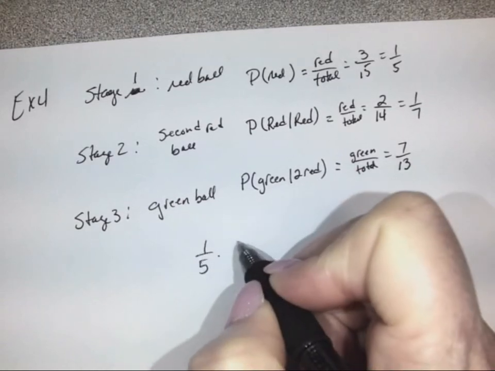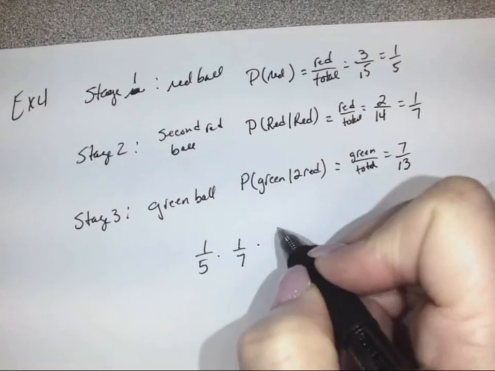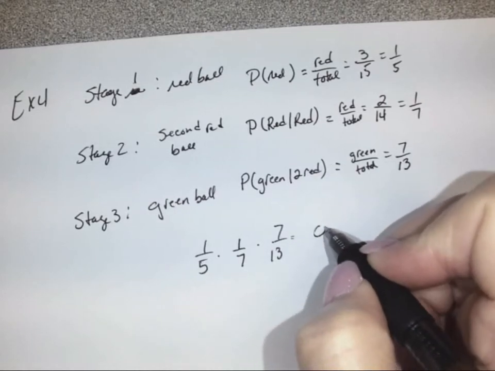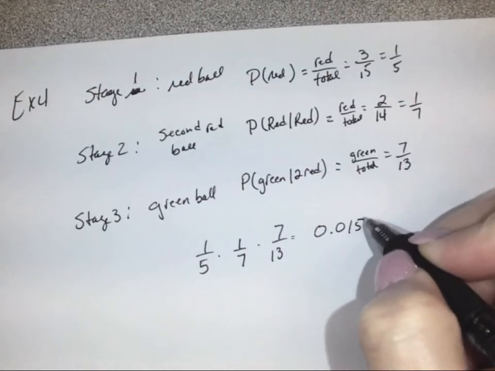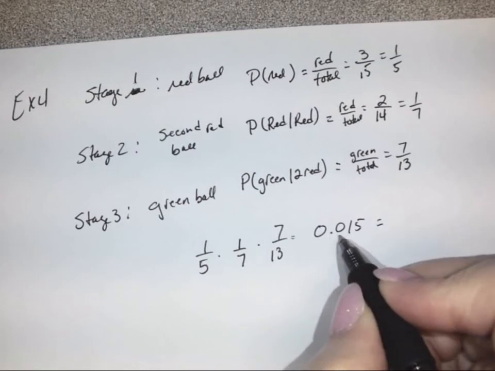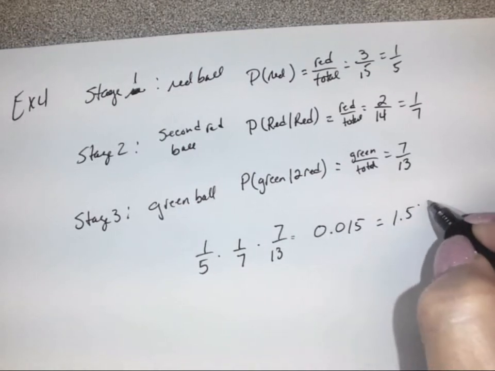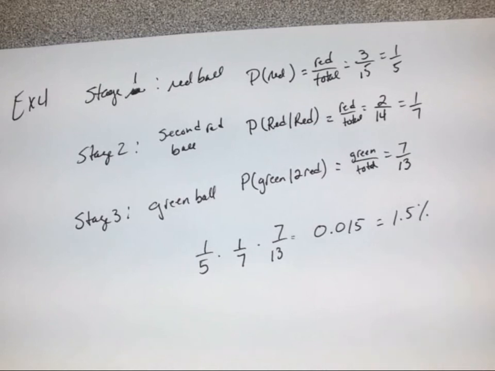But now to find that probability, we're going to take our 3 numbers and multiply them. So 1/5 times 1/7 times 7 over 13. When we put that in our calculator, we'll get 0.015. Moving our decimal 2 places to the right, we'll get 1.5%. So there is a 1.5% chance that we will draw a green ball after drawing 2 red balls.